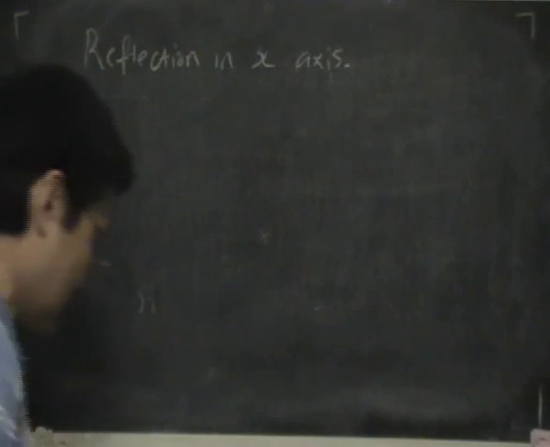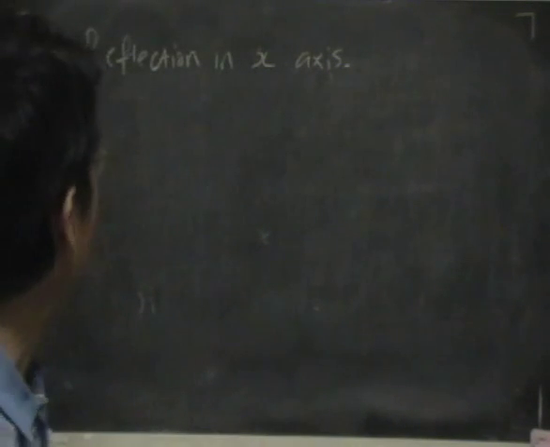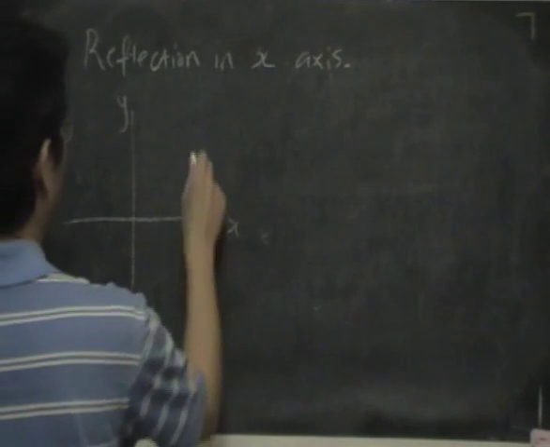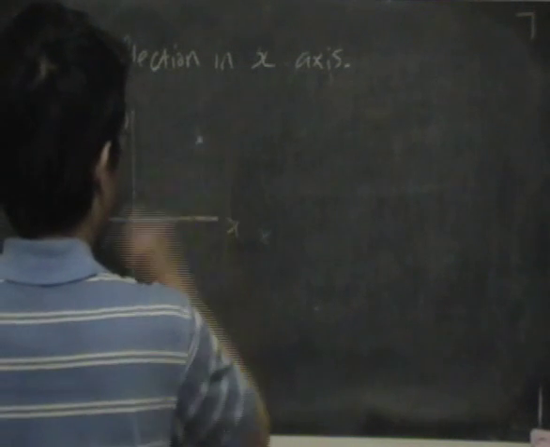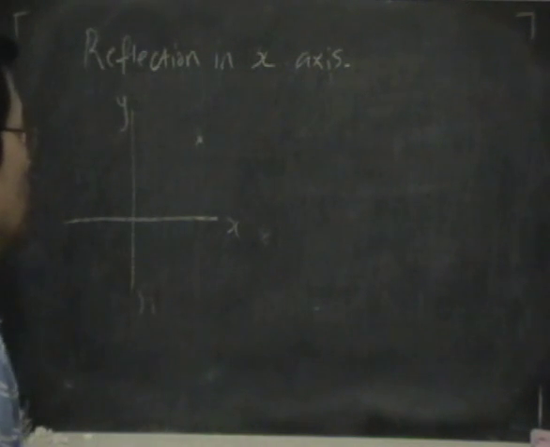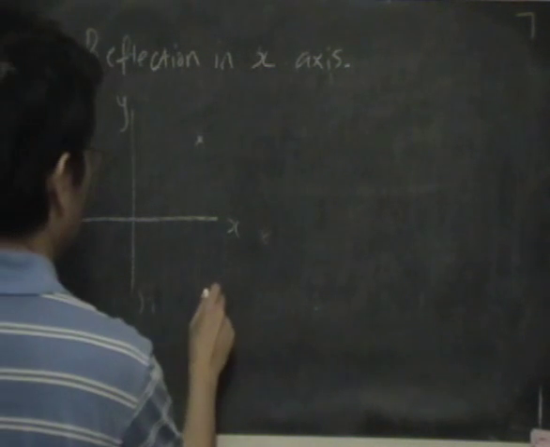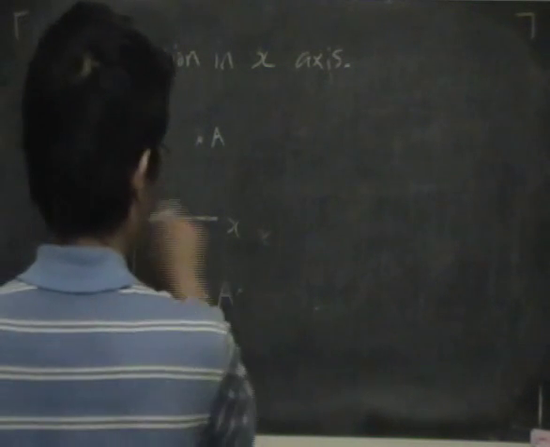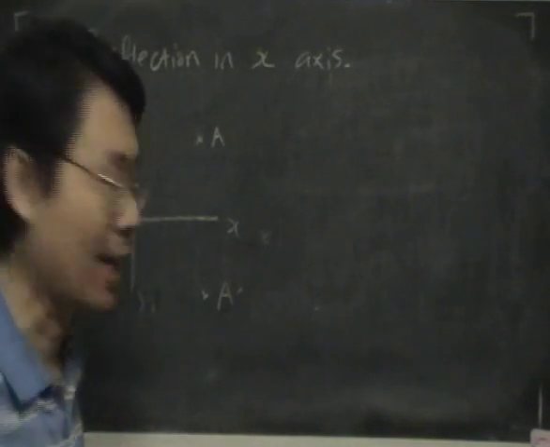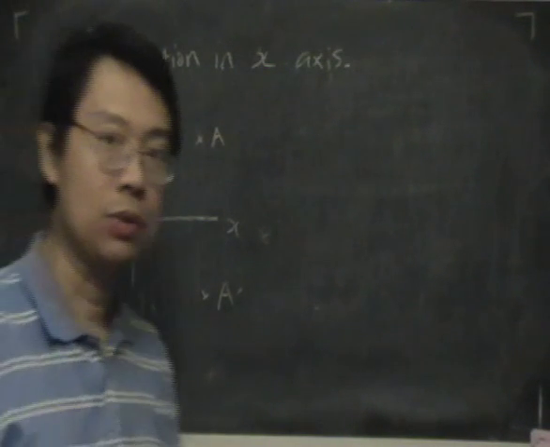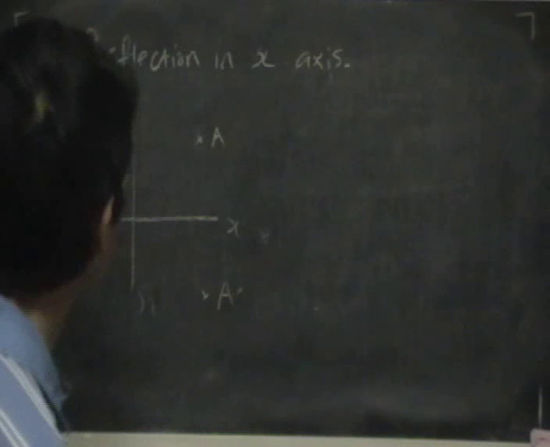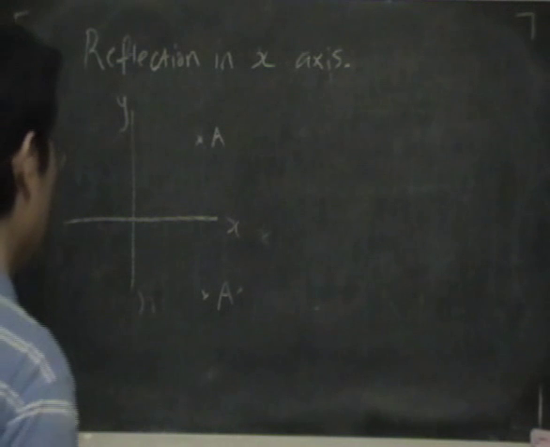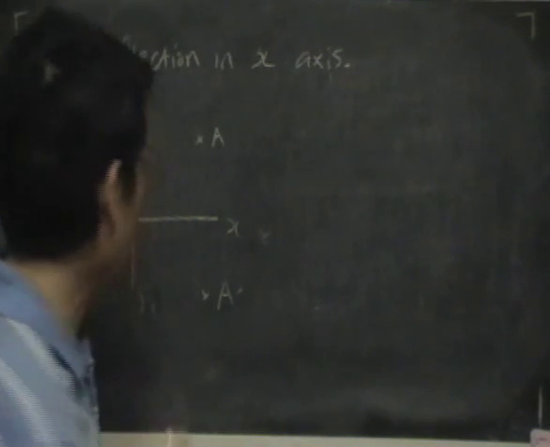I'll start from the beginning again. Reflection in the x-axis. So that means that if I have a point up there, the image is down here. That's A, that's A prime. That's the image when A is reflected in the x-axis. So what is the matrix for this? How do we get it? The way to do this can be fairly standard actually.